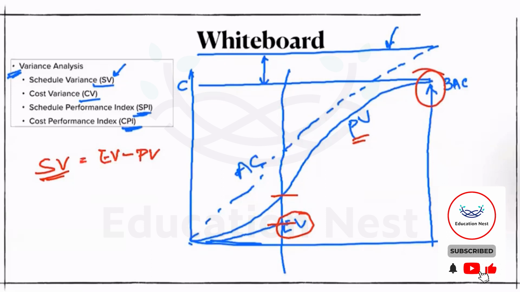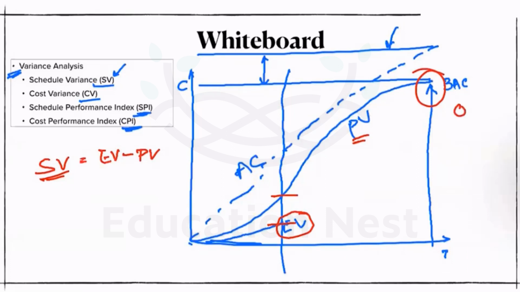So at the end of the project, just remember that the schedule variance, the difference between the earned value and the planned value, has to become 0 at the end of the project. Just remember that. So SV value is going to be 0 at BAC or the end of the project. So let me clear it so that only the S curve is seen.